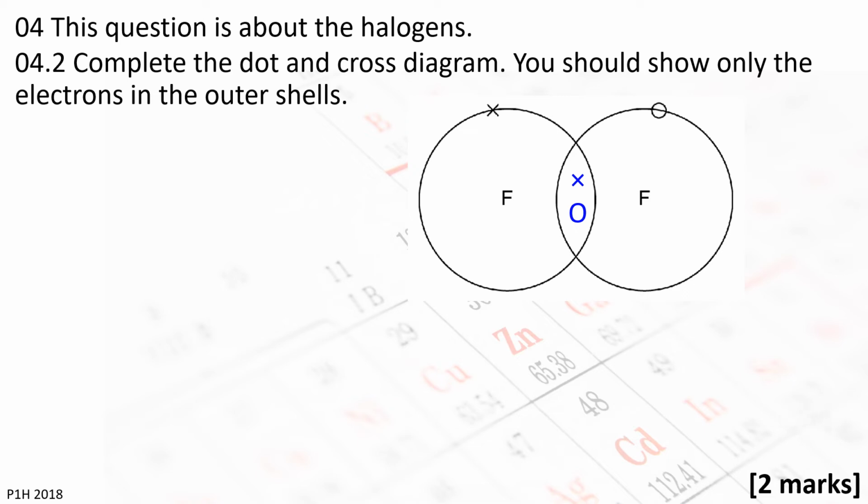Fluorine is in group 7. Each fluorine atom has a total of 7 outer shell electrons. There must be 7 crosses and 7 dots in total on our diagram. Let's complete the crosses first.